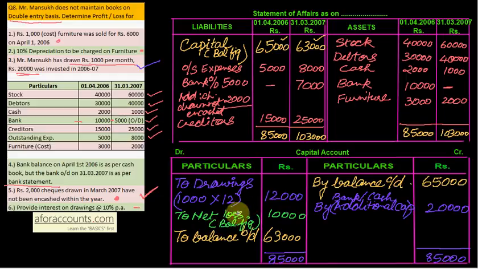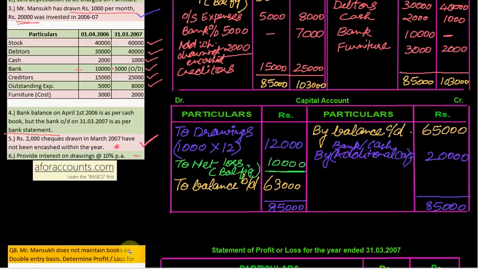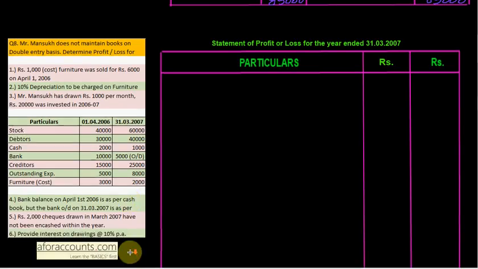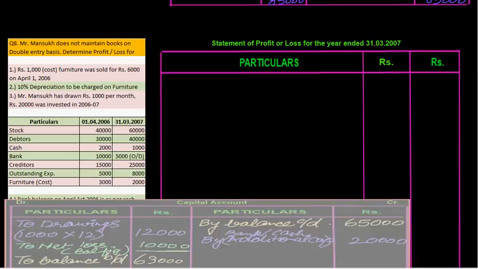So now we know the opening and closing capitals, we know drawings, additional capital, and net loss. This loss, please remember, is before adjustments, and now we will take up the adjustments in the P&L. So the statement of P&L has to be made. Now start with the statement of profit or loss for the year ended 31/3/2007. So first thing will be your closing capital.